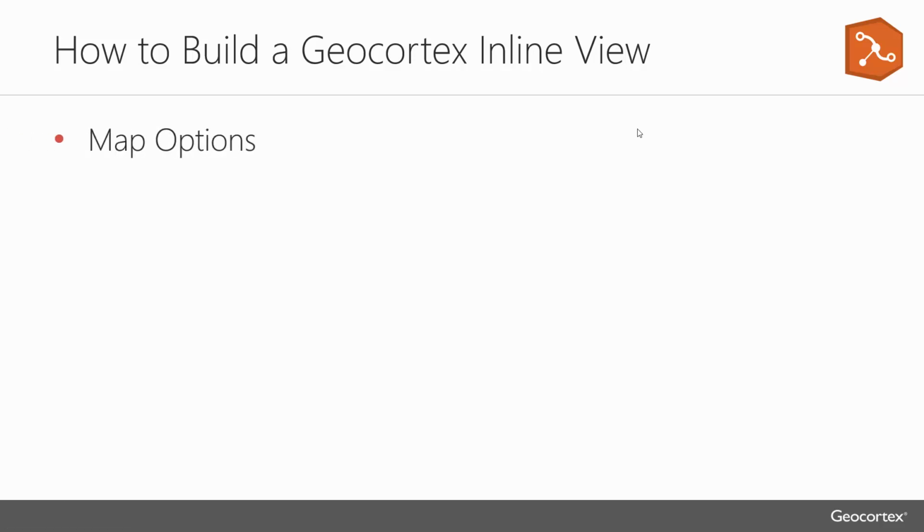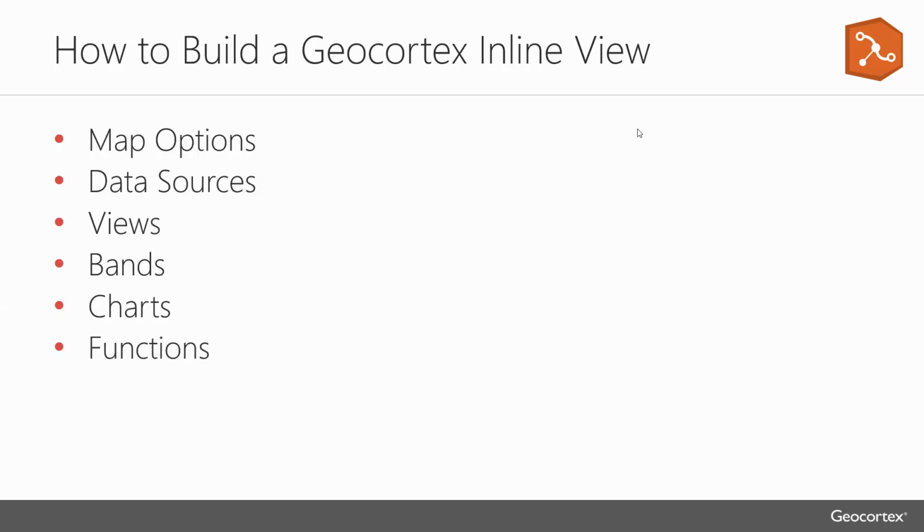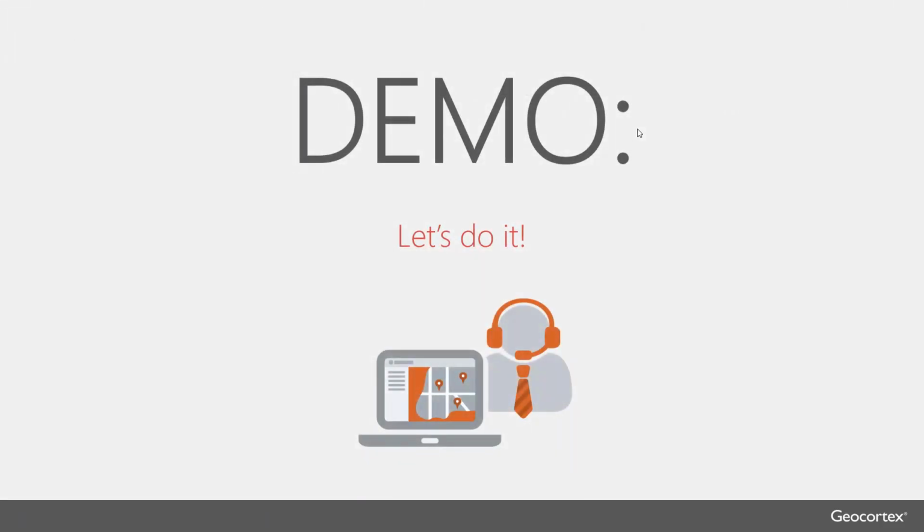Well, first, we need to set the map options. Next, we need to configure some data sources. Then we need to create a view, add some bands to the view, add some charts to each of the bands, add some functions to the charts if we want. We can see that for tooltips and labels. Then we can preview in the inline sandbox, and finally deploy to the viewer of our choice. So why don't we just give it a whirl?